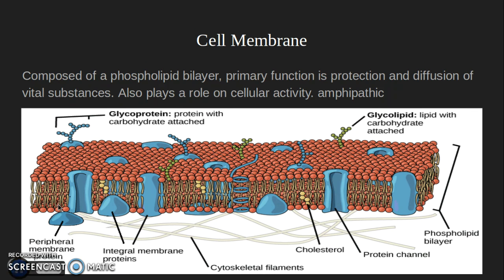So other features of the cell membrane are going to be peripheral membrane proteins, which are going to be on the outside of the cell membrane, integral membrane proteins, which will be inside the membrane itself, and channel proteins. And that little swirly thing in the middle of the cell membrane is going to be an alpha helix protein. Pretty much they serve to transfer certain molecules and or nutrients across the cell membrane itself.